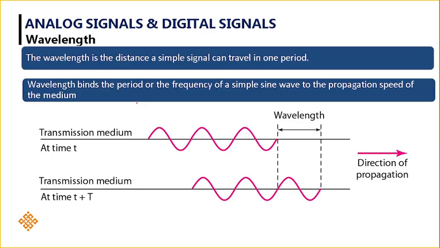And the last one is the wavelength. The wavelength is nothing but the distance a simple signal can travel in one period. So if you see, this is one time slot, then I can say this is a wavelength, one cycle. What tells the distance that the signal travels in one period of time, we call it the wavelength. So if you want to calculate the wavelength, it is always proportional to the period or the frequency.